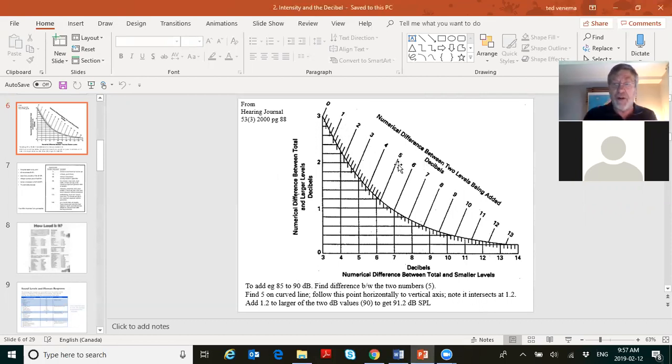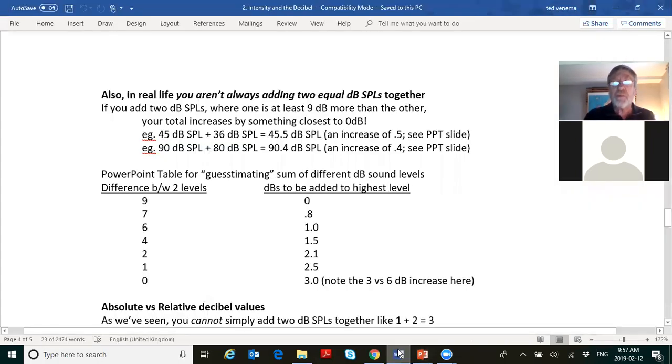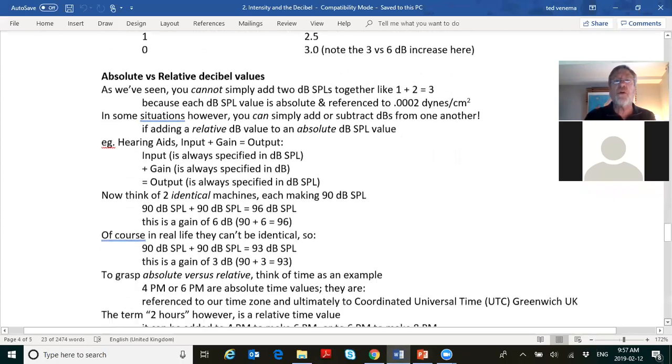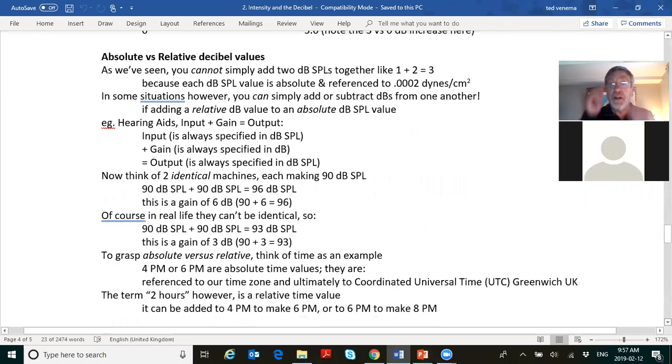So, enough on that. Look at our notes now. Relative and absolute dB values. These are very important terms to realize because they describe where we can add two decibels together, like 1 plus 2 is 3. There are situations where we can. And guess what? In hearing aids, we can. All I've talked to you about is the stuff when you can't.